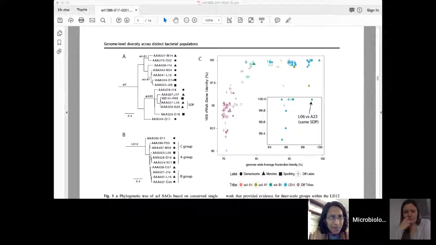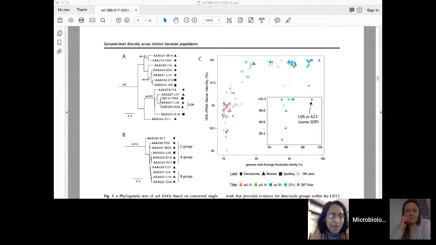And it is at this point that they introduced this idea of sequence-discrete populations. And so they're looking at, and I'll pop over to the paper, maybe. There we go. Okay, so they've got, all right. Can you guys see that?